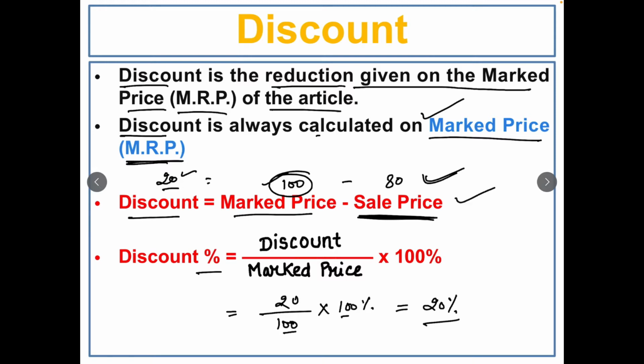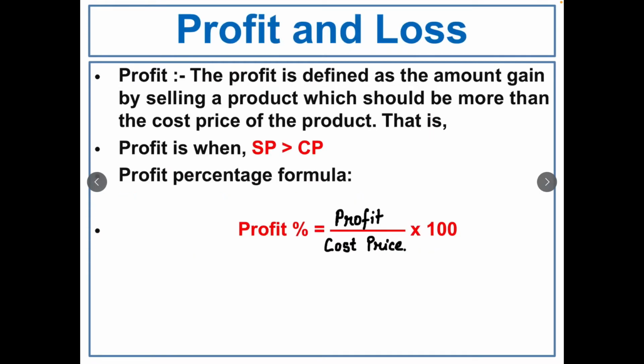So basically discount is given by marked price minus sale price, and discount percentage is given by discount divided by marked price into 100%. Okay, so now let's move to the next topic. We have profit and loss. So now let's look at the profit first.